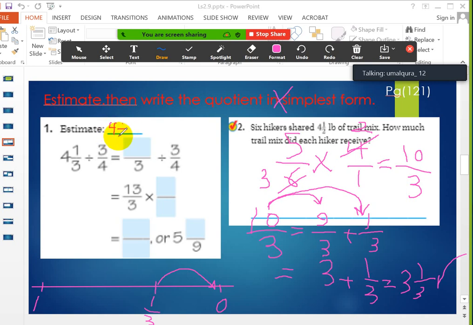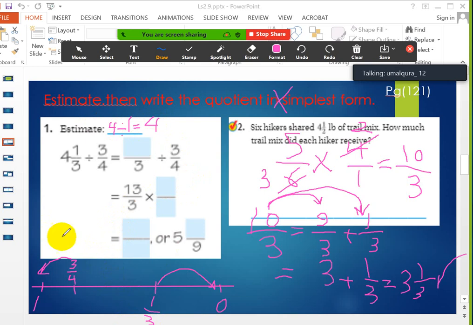Now, 3 over 4 will be right here. Is it close to 1 or close to 0? Of course, it's close to 1, right? So the number will be 1. Now 4 divided by 1 equals what? Equals 4, right? This is the estimate.